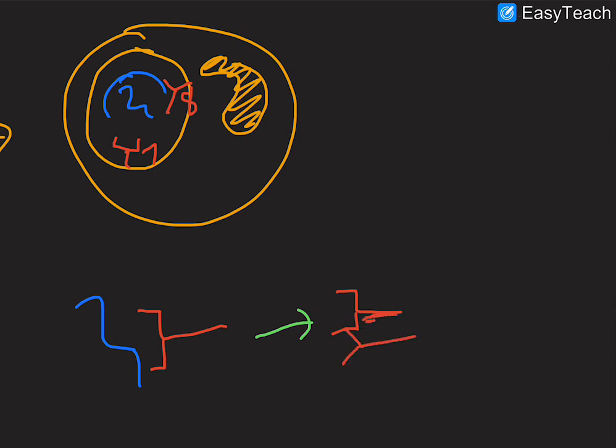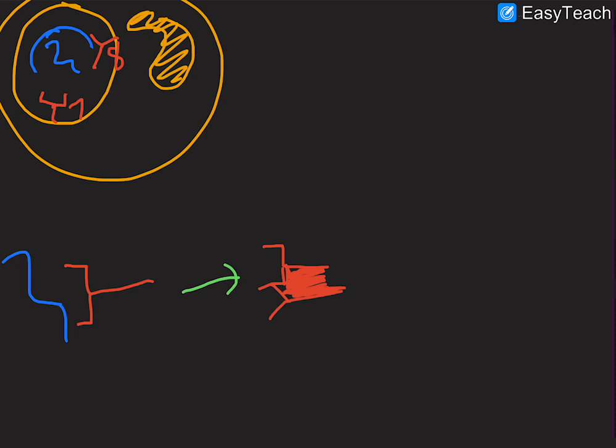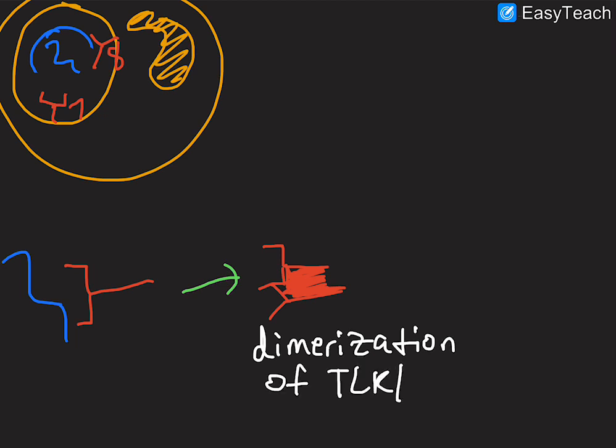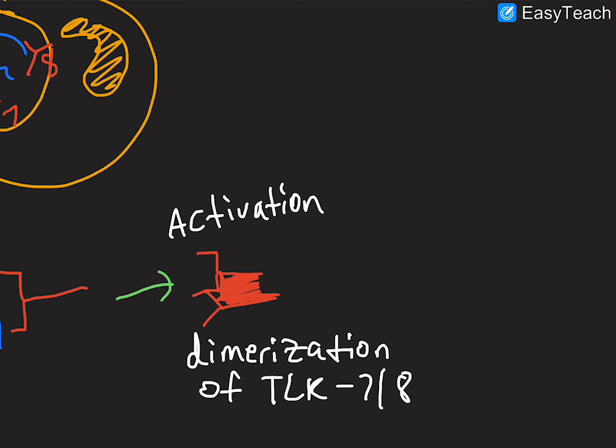Let's color this in so we can show that both of them came together. It's probably a horrible drawing of dimerization, but I'm not good at drawing. So this is going to be our dimerization of toll-like receptors 7 and 8. Once this happens, we have activation of these toll-like receptors.